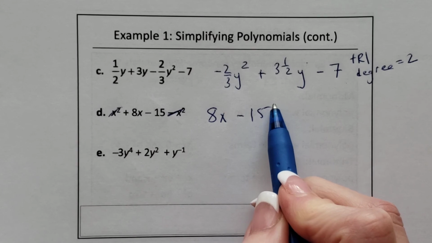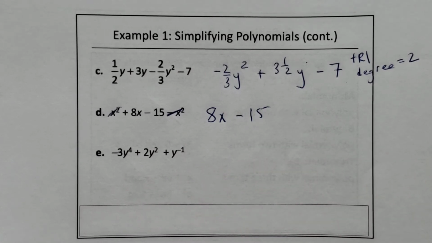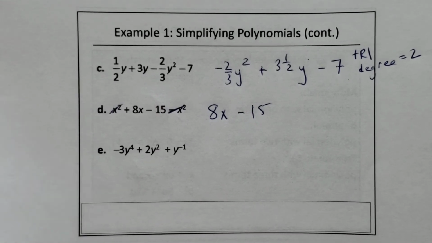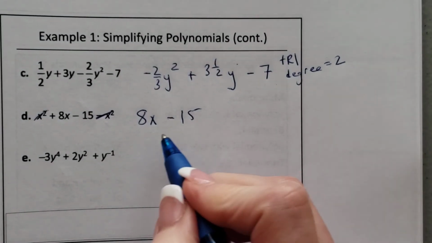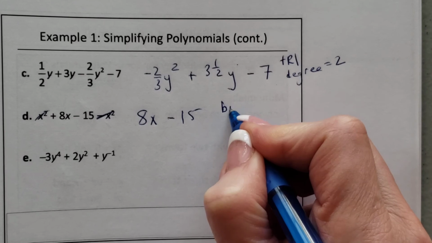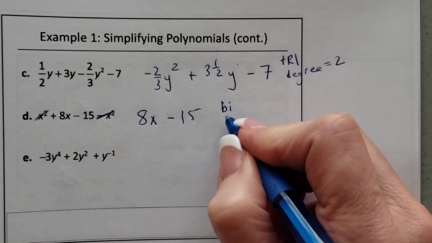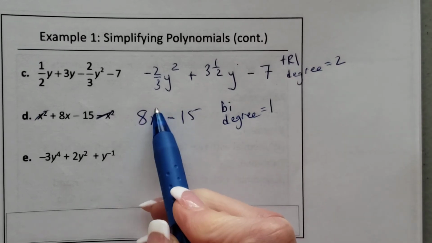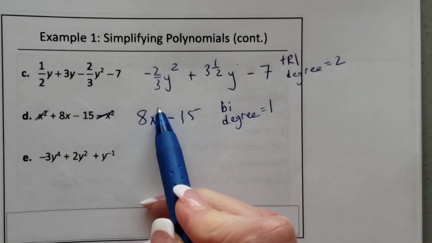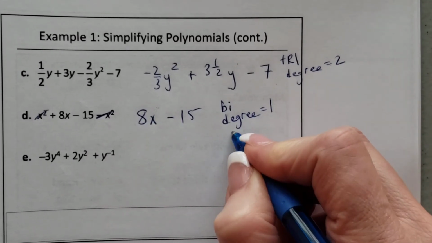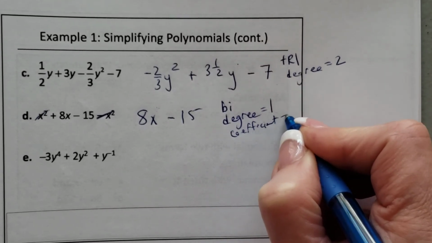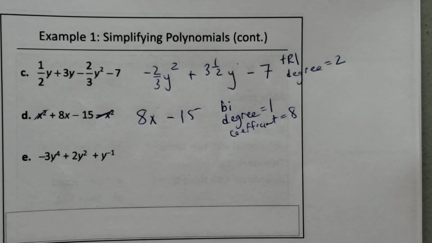The only thing we could have here, this is a constant. This doesn't have a variable. All right, so our polynomial is a binomial. The degree is 1 because that's our leading exponent. And then if it asks for the leading coefficient, the answer would be 8.